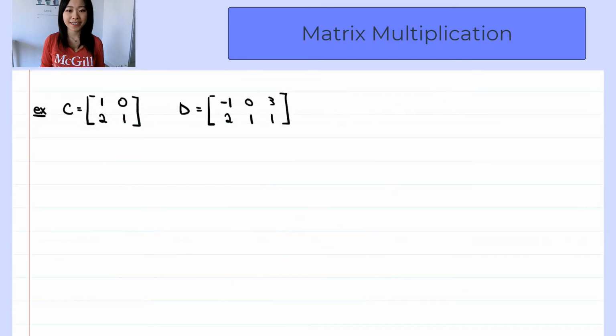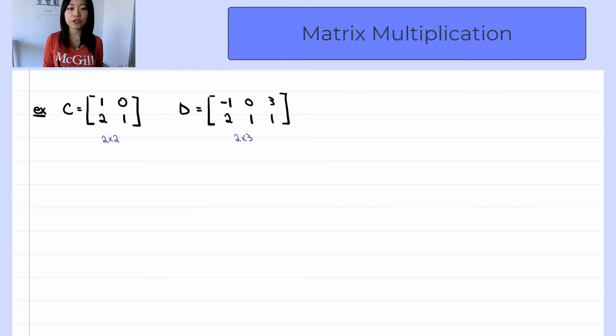Now let's look at one more example. Here I have two matrices, C and D. Let's first find out whether we can do C times D or D times C. So matrix C has size of 2 by 2 and D has size of 2 by 3.